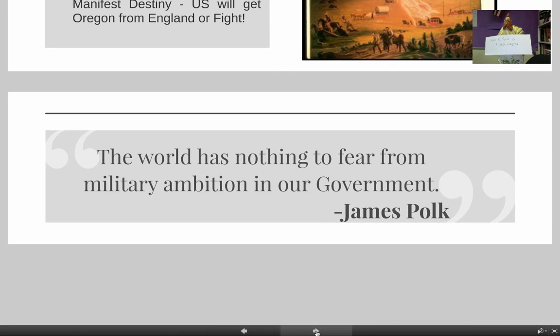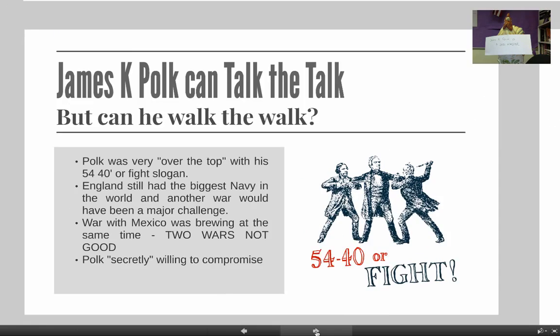Okay, so here's a quote from Polk: "The world has nothing to fear from military ambition in our government." He said this because obviously he is threatening war with England in his election. He is also threatening war with Mexico, as you will learn in our next topic. So Polk is a bit of a warmongering president, so he said this quote to make people feel better about his military ambitions as president.